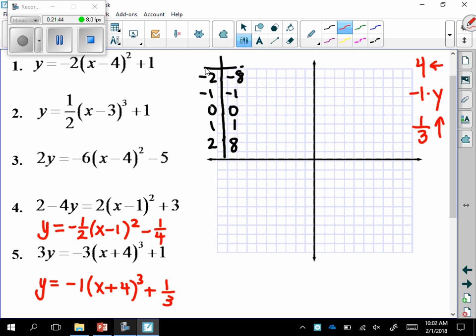So, doing this now, we're going to take the point -2, -8. And we're going to apply these rules. So I'm going to move 4 units to the right, excuse me, to the left. I'm going to take the current y coordinate, which is -8, multiplied by -1, that's going to put me at +8. And then I get to move up just a third. Next point is -1, -1. 4 to the left. Multiply the y coordinate by -1, which gives me +1, and then up a third.